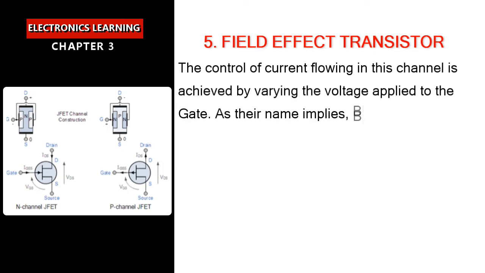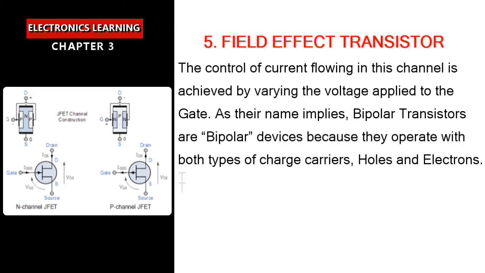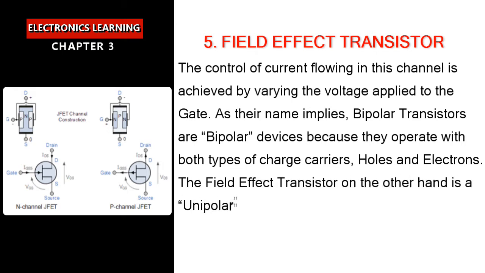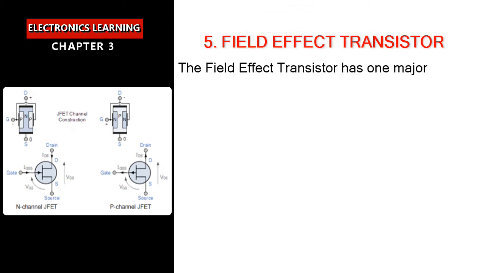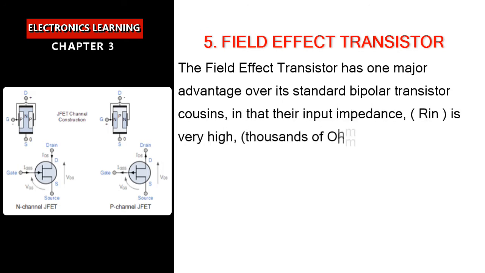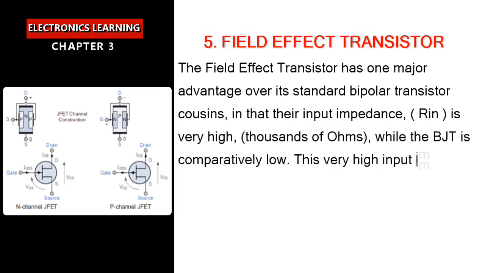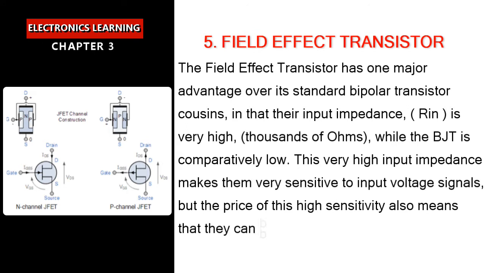As their name implies, bipolar transistors are bipolar devices because they operate with both types of charge carriers, holes and electrons. The field effect transistor, on the other hand, is a unipolar device that depends only on the conduction of electrons, N-channel, or holes, P-channel. The field effect transistor has one major advantage over its standard bipolar transistor cousins, in that its input impedance is very high, while the BJT's is comparatively low. This very high input impedance makes them very sensitive to input voltage signals, but the price of this high sensitivity also means that they can be easily damaged by static electricity.